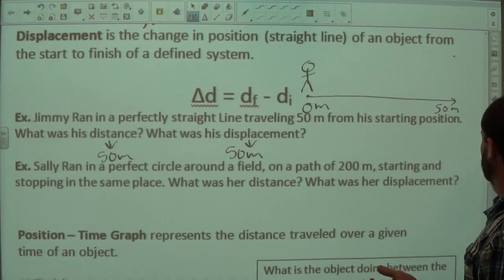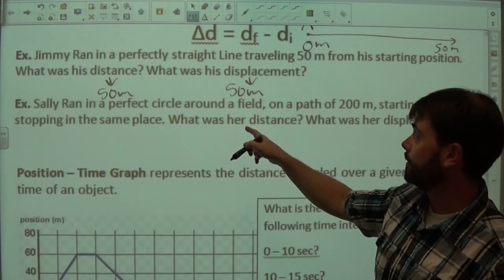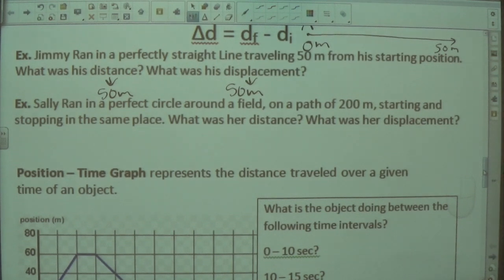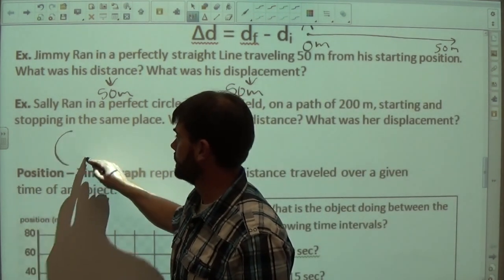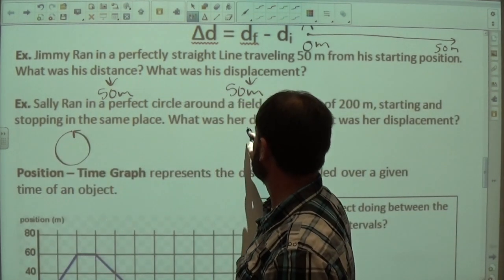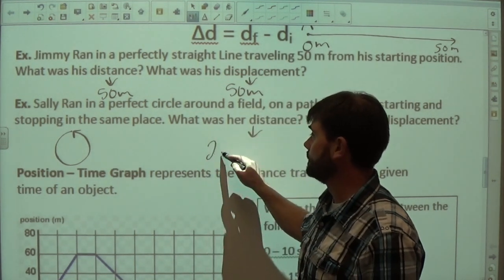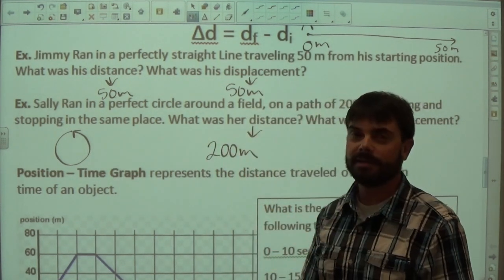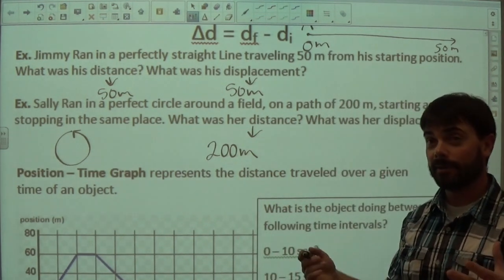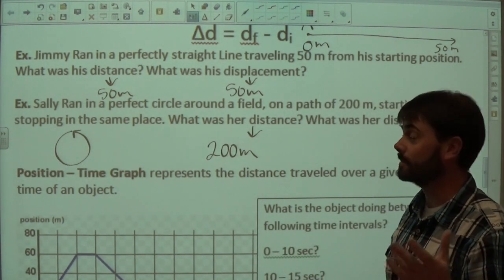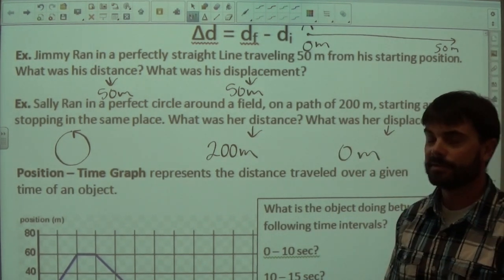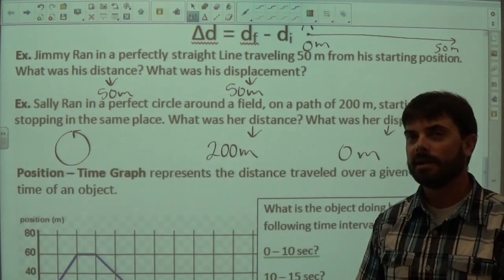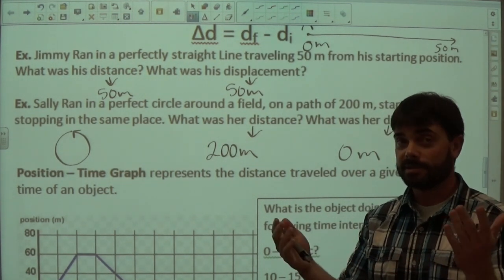Now we can do the complete opposite. Sally ran in a perfect circle around the field on a path of 200 meters, starting and stopping in the same place. What was her distance and what was her displacement? Well, if you start here and she runs in a complete circle, the distance that she traveled is still equal to 200 meters. She had to run that distance or walk and go all the way around. However, if her starting position and her ending position were in the exact same place, her displacement would actually be equal to 0 meters.